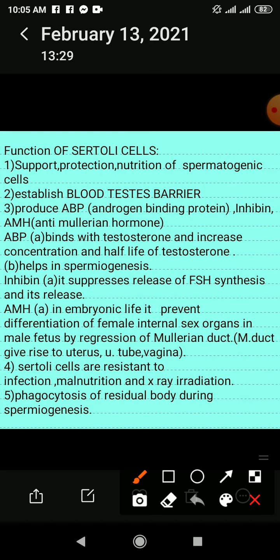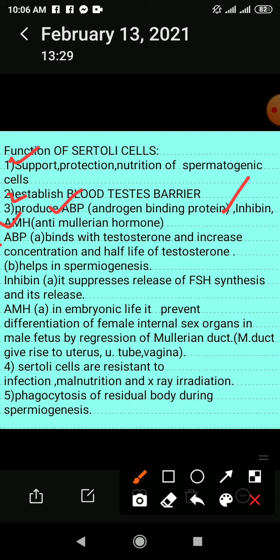Now we are talking about the Sertoli cells. So what is the function of the Sertoli cells? One of the functions we already discussed, that is the establishment of the blood testis barrier. Number two, it supports, protects and gives nutrition to the spermatogenic cells. We saw that the Sertoli cells lie between spermatogenic cells, so it will definitely give support, nutrition and protection to them. And most importantly, it produces androgen binding protein, inhibin, anti-Mullerian hormone, and so on.